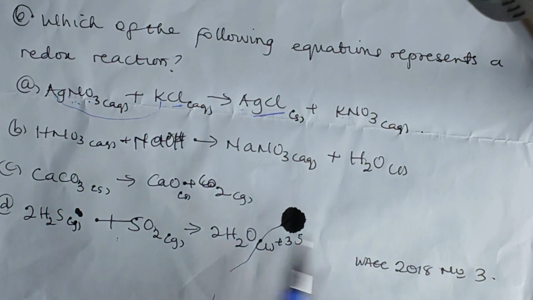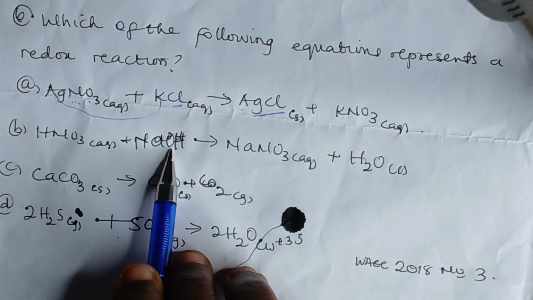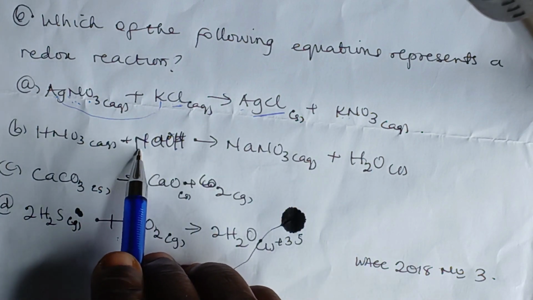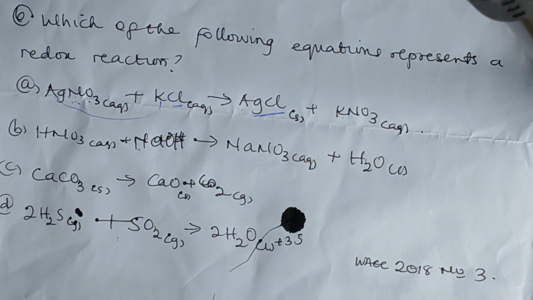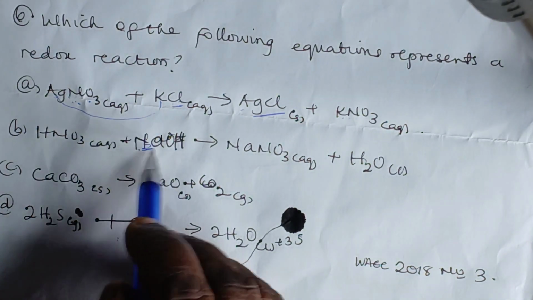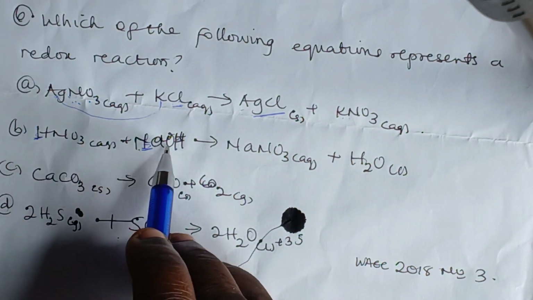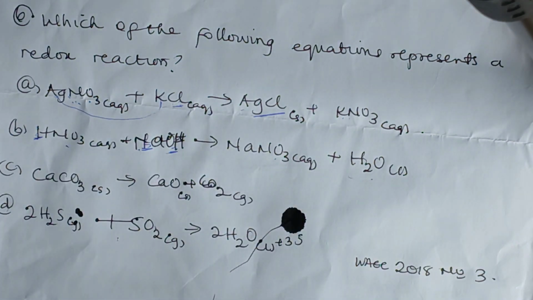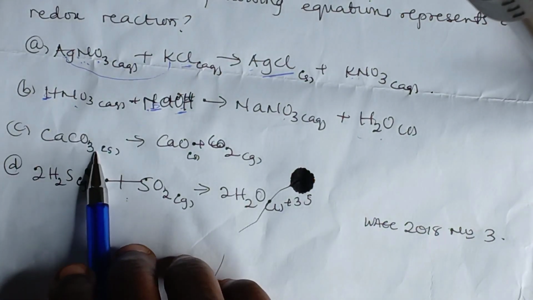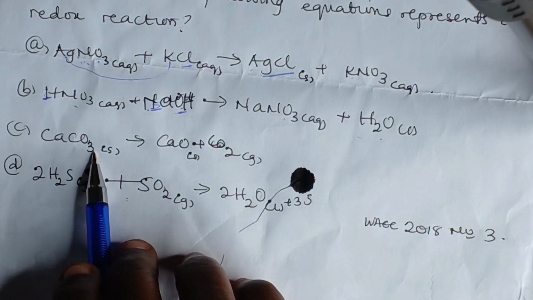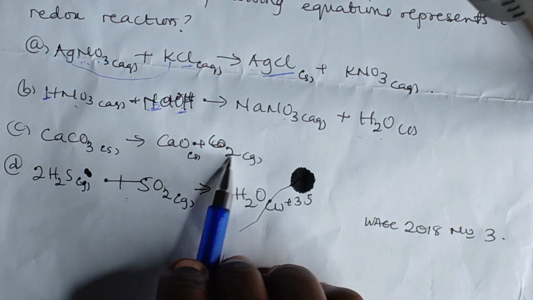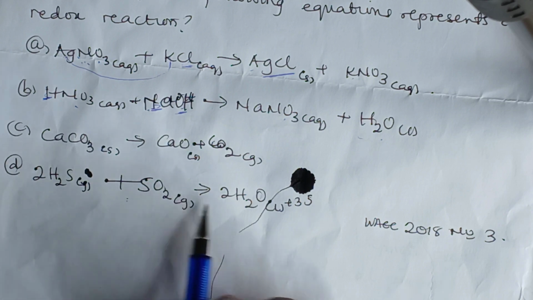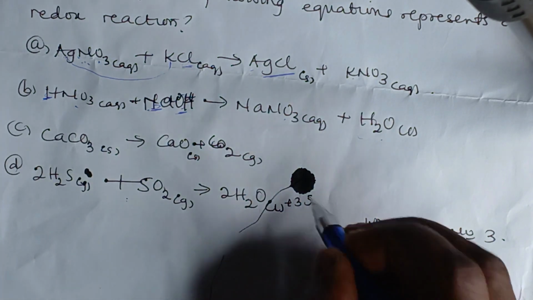The next one is trioxonitrate acid and sodium hydroxide. This is a neutralization reaction, and it's also a kind of double displacement reaction, because sodium is more powerful than hydrogen. It displaces hydrogen, and hydroxyl displaces trioxonitrate 5. The next one is thermal decomposition by heating calcium trioxocarbonate 4. We end up getting calcium oxide and carbon dioxide. And lastly, hydrogen sulfide and sulfur oxide react together to give you water and sulfur.